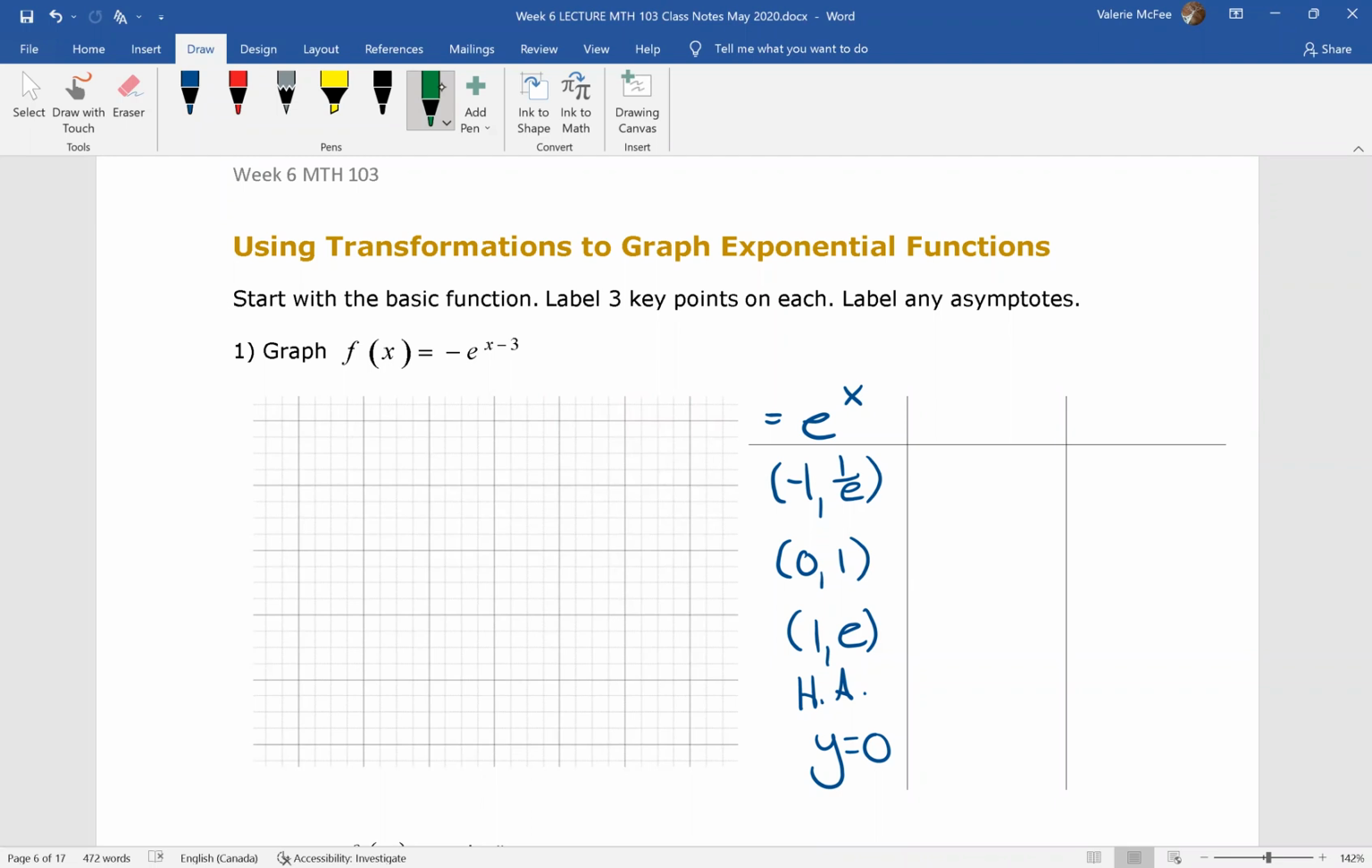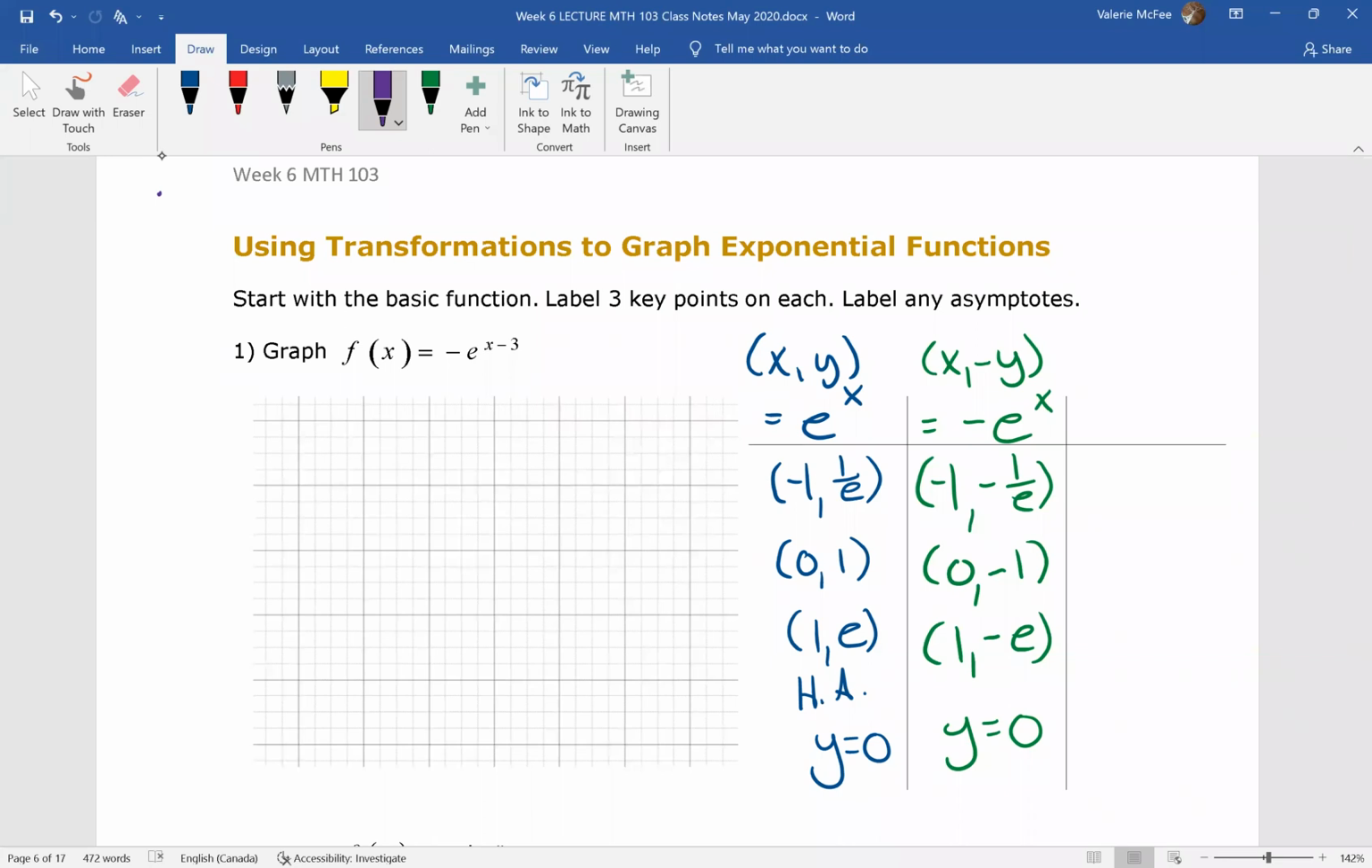Now we'll do our first transformation, remembering that we always do any reflections or stretches or compressions first. So we do have that negative. Is that going to change x or y? These were our x and y basic values. The negative is outside the function. It's changing y. And then we have that final transformation, a -3 in the exponent. Is that changing x or y? How are we changing it? Find those key points and then graph the function.